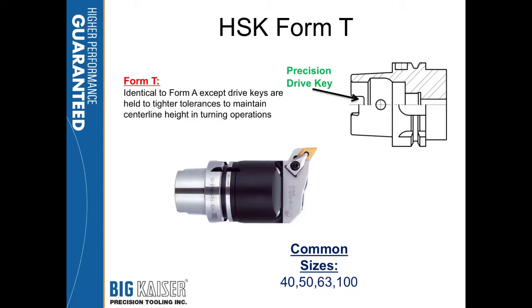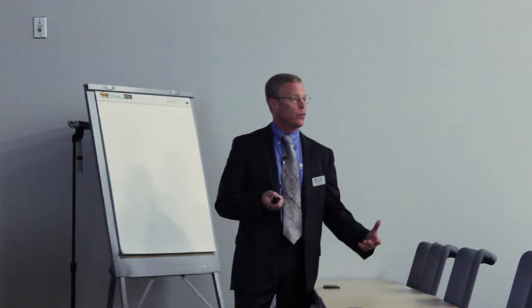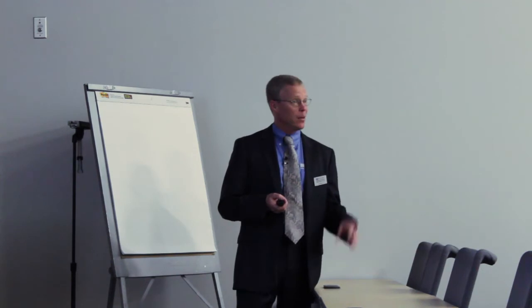The latest to come to the market is the Form T. Now with 5-axis and mill turns, the variety of tool interfaces that you get was also solved by HSK as the Form T. The Form T is identical to the Form A. The only difference is that this drive key has been made more precise, not just in the tool holder, but also in the spindle. So if you buy, say, a 5-axis machine, and it has the Z-axis where you can turn, it's important to ask the machine tool builder, does your spindle support HSK Form T? Which means that the spindle itself is also made to a higher drive key tolerance, and not just the tool.